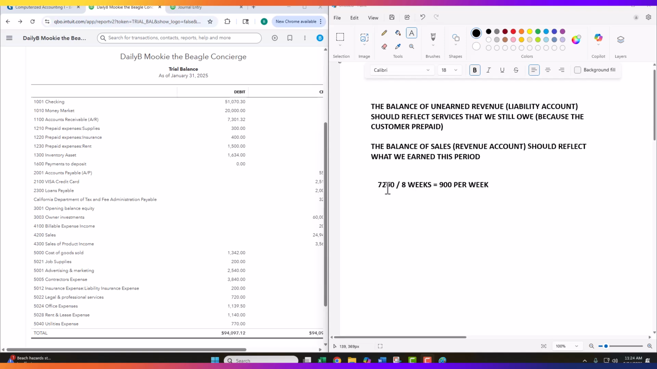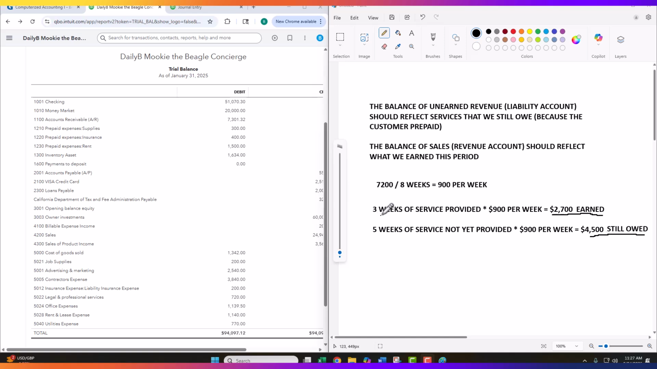And so mathematically, if we take the total amount that Carlos Hafra paid us of $7,200, divide it by the number of weeks of service that was supposed to cover, that works out to $900 per week. If we take that a little further, the text says that we provided 3 weeks of service, so 3 weeks multiplied by $900 per week gives us $2,700. That's the service we provided, so that's what we've earned. Whereas 5 weeks worth of service have not yet been provided. Multiply that by $900 per week. That gives us $4,500. Since that's not yet provided, that's what we still owe related to this transaction.